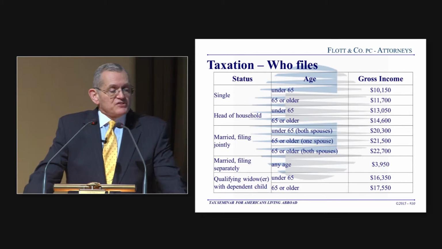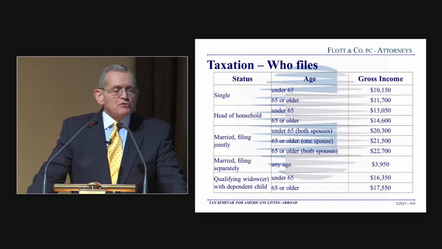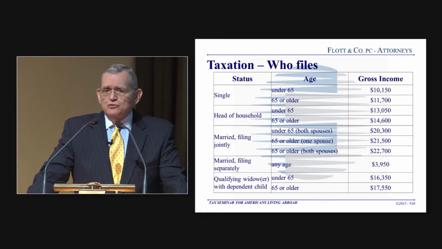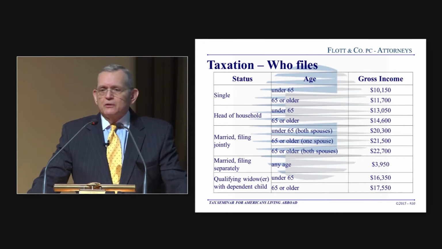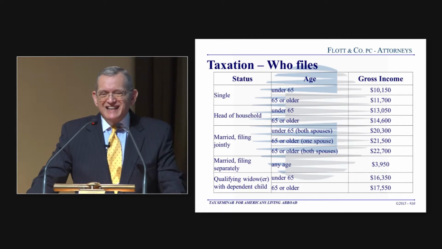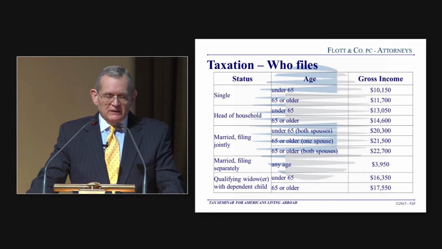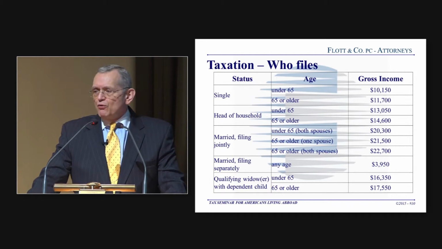So, if you're single, under 65, your gross income must be $10,150. Essentially, you can just look down the list and you can pick yourself out. What stands out, of course, is married filing separately, because that's a very low filing threshold, $3,950.